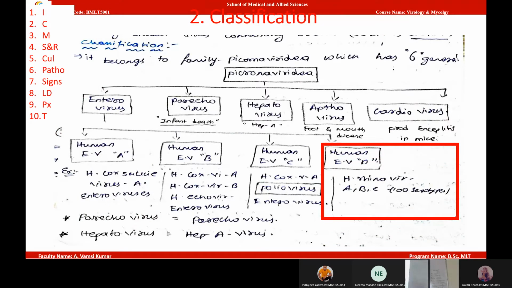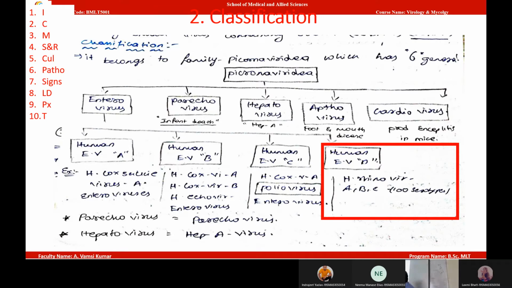Rhinovirus belongs to the family Picornaviridae, to the genus Enterovirus, to the class human enterovirus D. Or you can also write like this: Picornaviridae, then enterovirus, then human enterovirus D. Even that is fine for me.